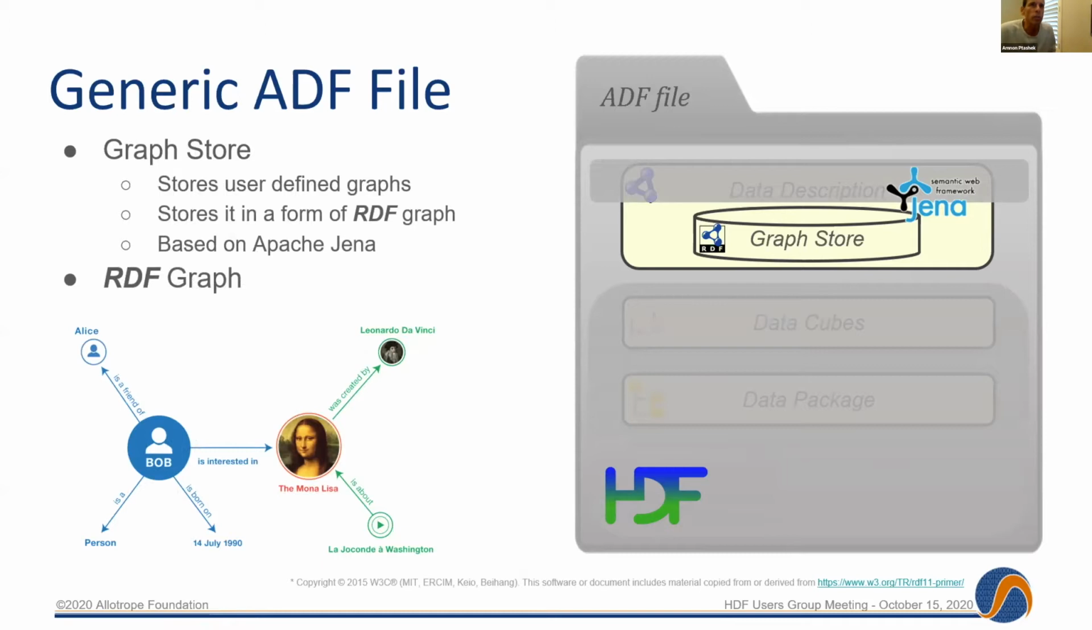So the data description, which is again the metadata layer, stores the information in user-defined graphs. It stores it in an RDF graph, so it's a set of triples. And it's based on Apache Jena. Apache Jena is the industry de facto semantic web framework to access a triple store.